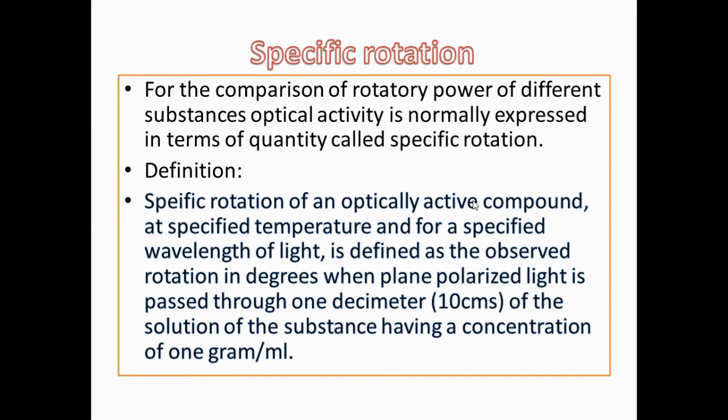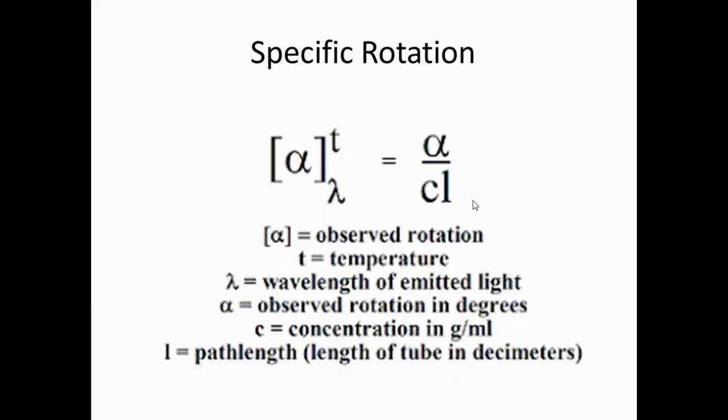Usually the question asked is, what is specific rotation? The definition of specific rotation is: the specific rotation of an optically active compound at a specified temperature and for a specified wavelength of light is defined as the observed rotation in degrees when plane polarized light is passed through 1 decimeter of the solution of the substance having a concentration of 1 gram per ml.